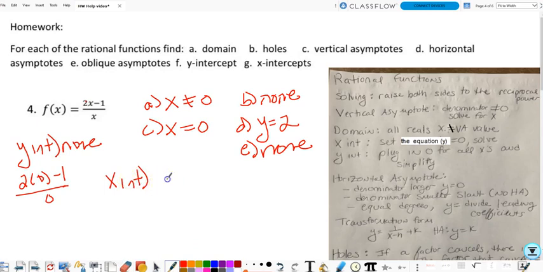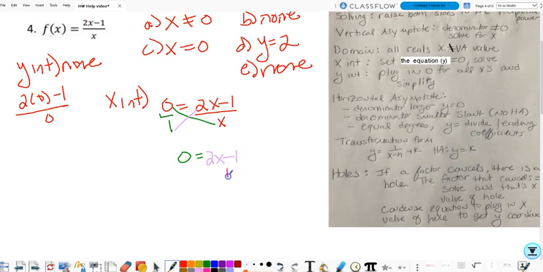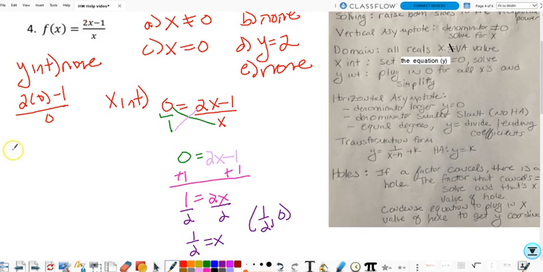X-intercept. Set your function equal to 0. Cross multiply. Isolate the x. We get 1/2 is x, so that's the point 1/2 comma 0. So the range, just for some good test review practice, all reals, y can't be 2. We exclude the horizontal asymptote.